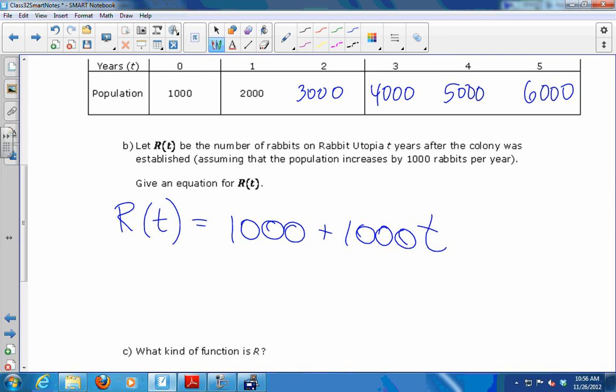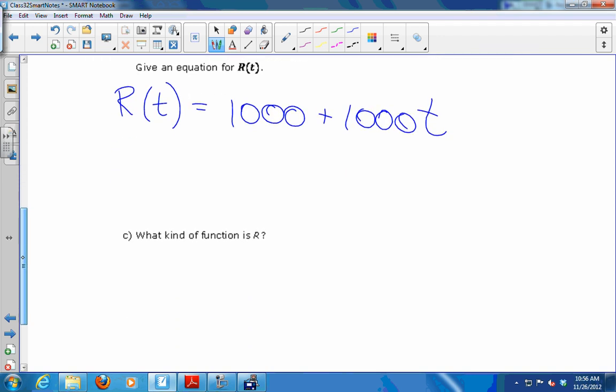What kind of function is this? 1,000 plus 1,000t. Linear. Good. So we should be really familiar with this kind of problem. Okay, solving a problem this style. It's just a linear growth problem.